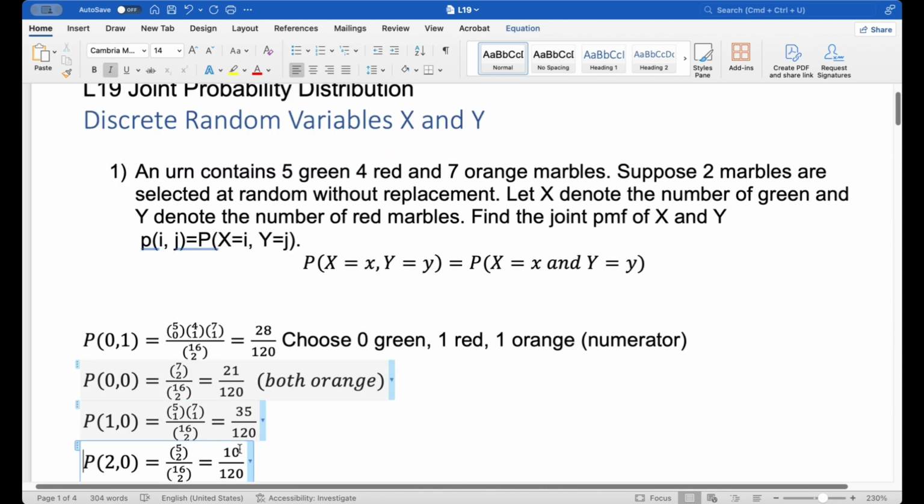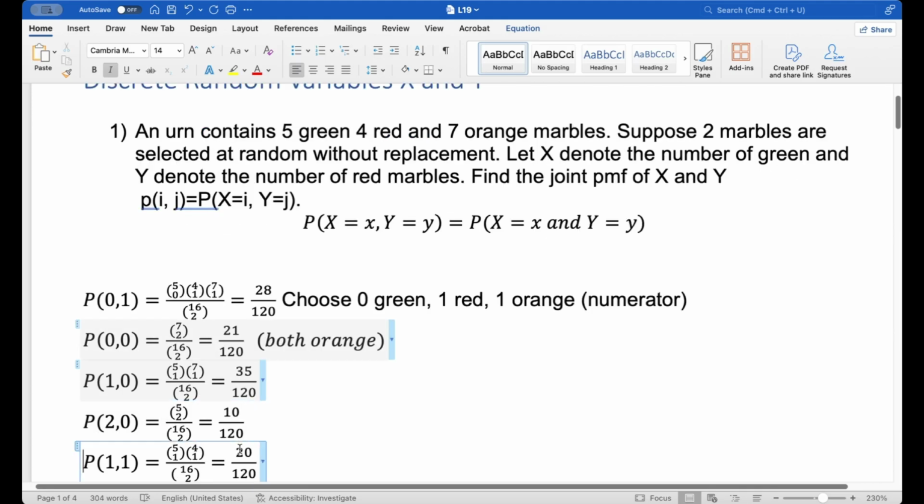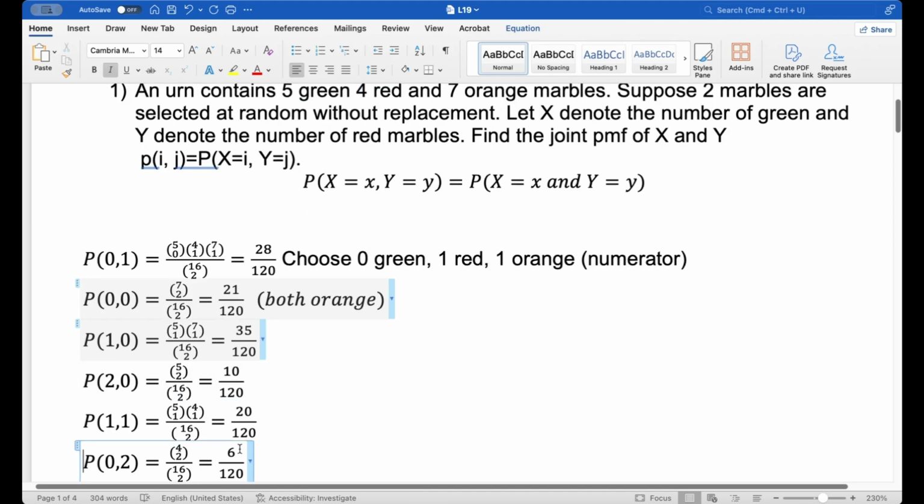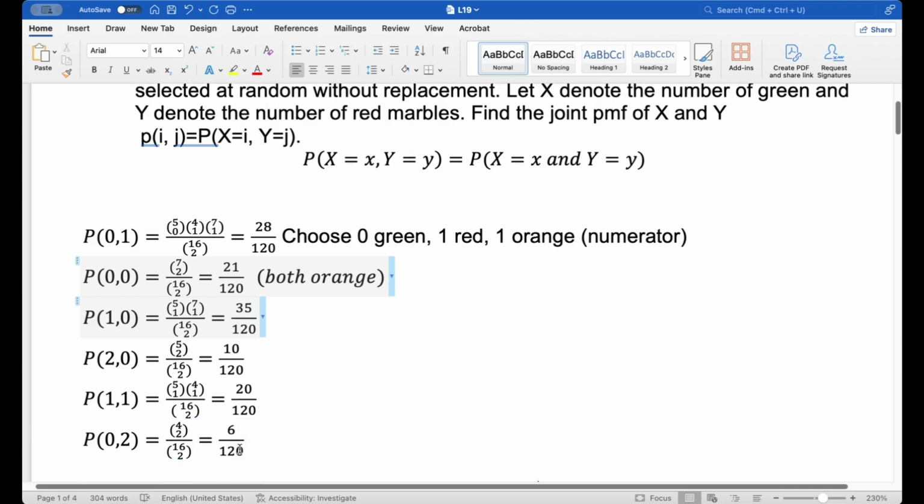2, 0, that's 2 green and nothing else. No red, no orange. So both come from the green. It's 5 choose 2 on top. 1, 1 is 1 green and 1 red. So it's 5 times 4 is 20. 0, 2 means both of them are red. 4 choose 2. And that should exhaust all the cases here. Should always double check that the total does add up to 1 whole. In this case, 120 over 120.